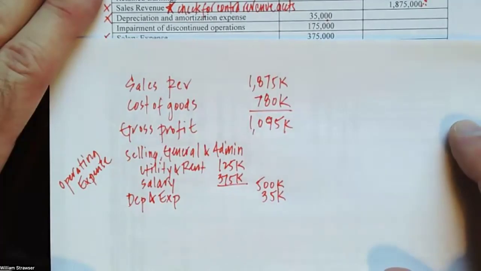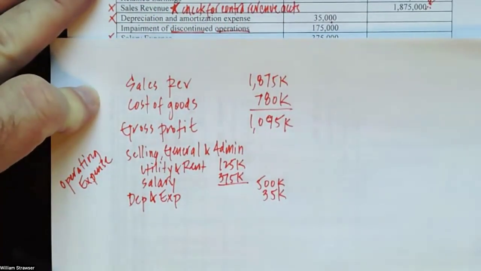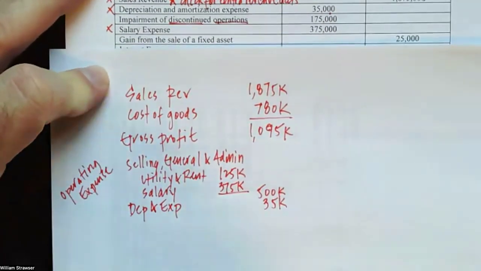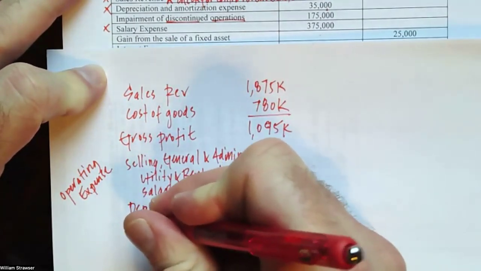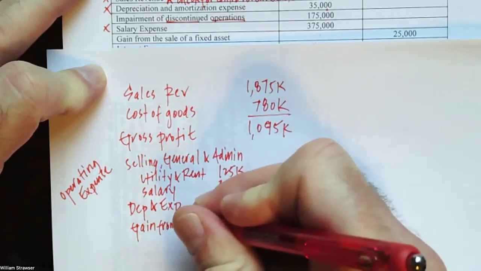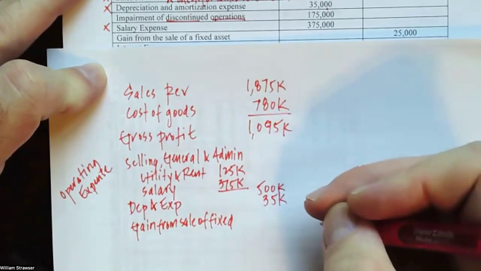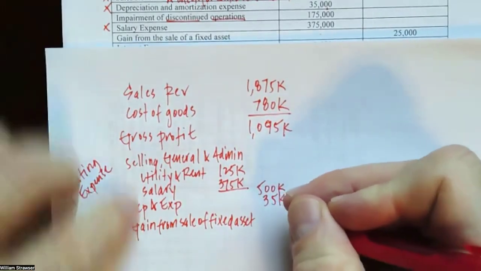Impairment of discontinued operations, that is not something that we're going to find in the operating section. Of course, the discontinued operations should flag you that that's going to go further down the income statement. Gain from the sale of a fixed asset, this is something that would be operating. It's distinct from the gain or loss on the sale of an investment because that's related to investing activities.